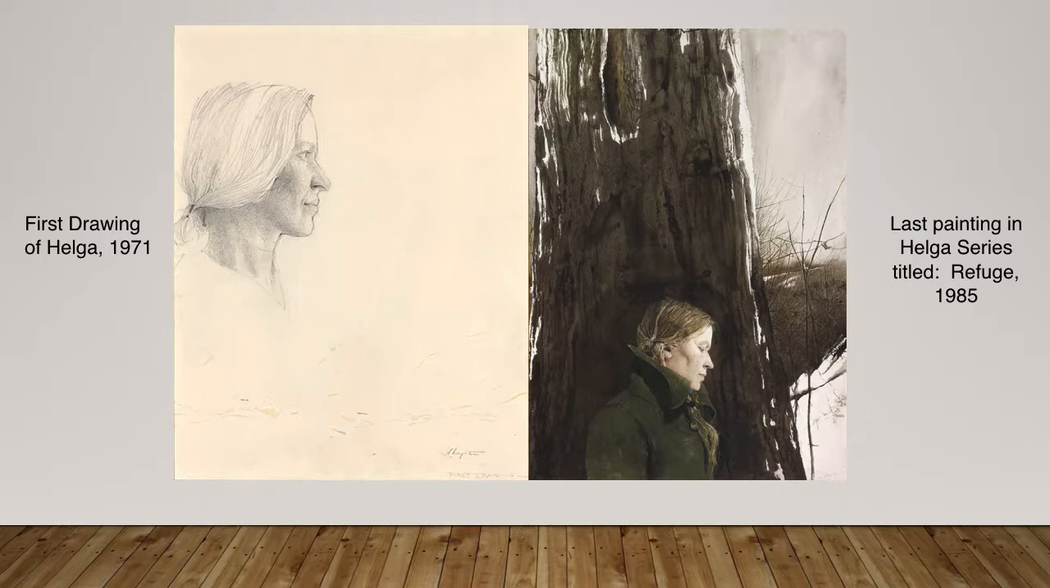In front of the viewer are 2 artworks from Wyeth's Helga series. The first is a drawing of Helga Testorf done in 1971. It was Wyeth's first drawing of the German model. The picture on the right is a watercolor of Helga titled Refuge and serves as the last picture in the series. Over the course of 15 years, Wyeth would create over 240 paintings and drawings of his model, and as one can see from his first artwork to his last artwork, there is a wide range of emotion.